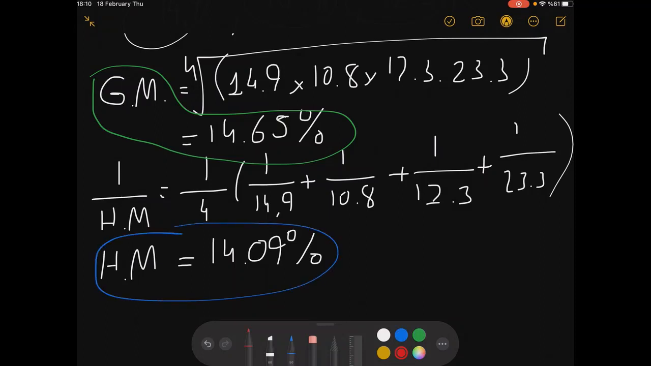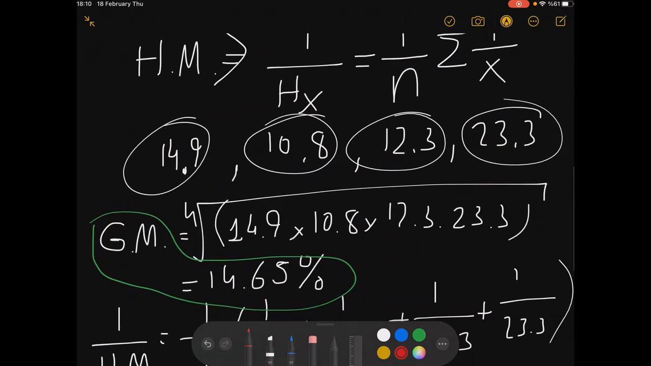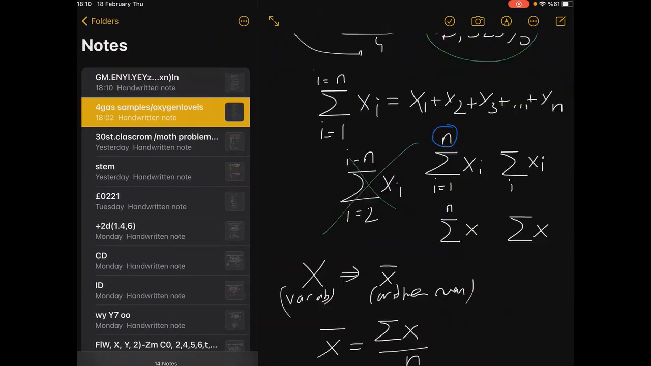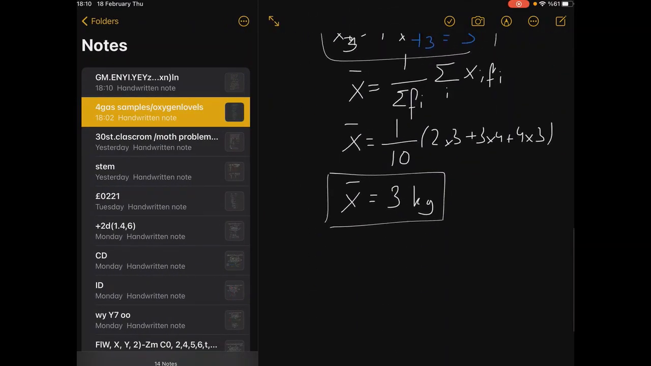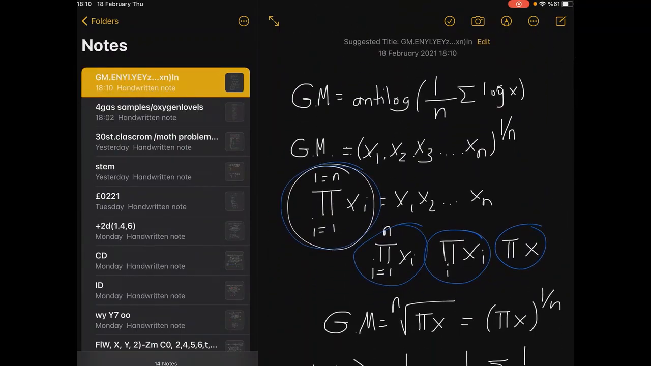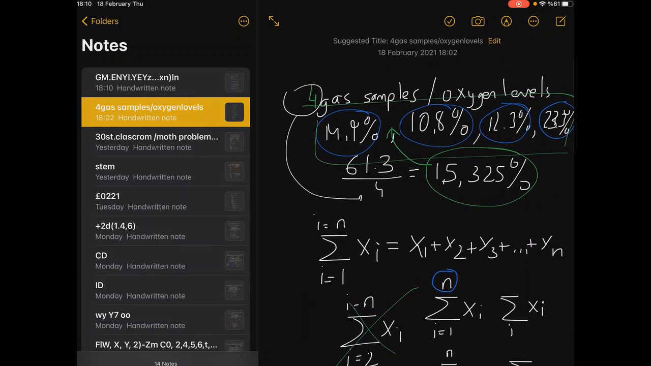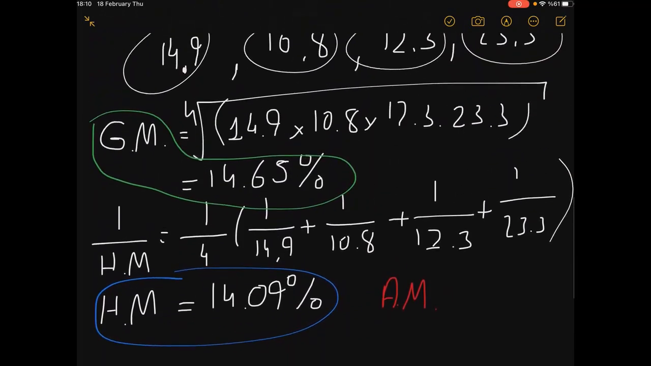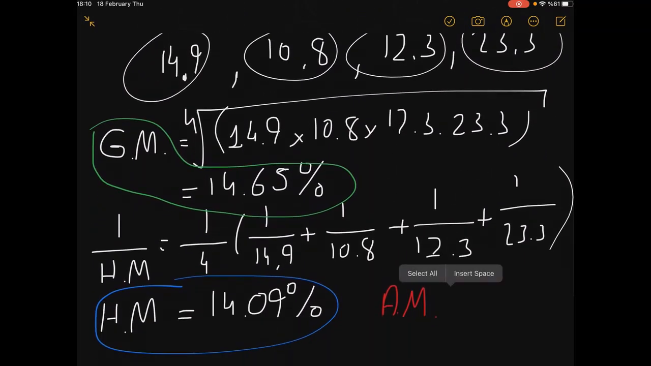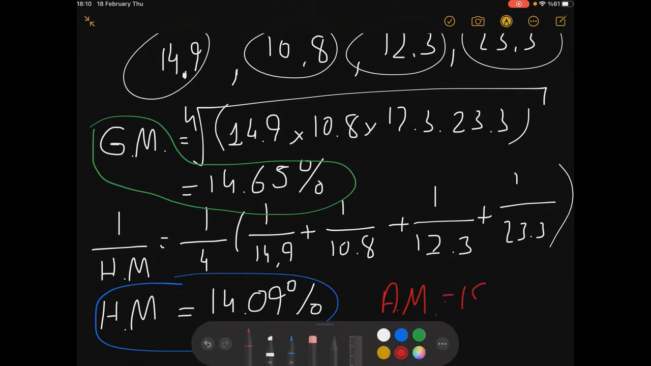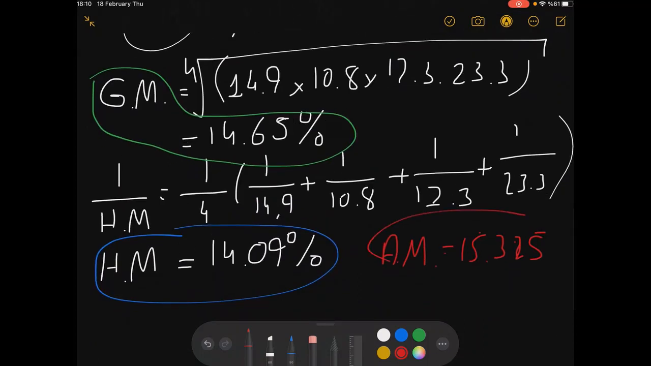And what was your arithmetic mean? You remember? Your arithmetic mean was, what was it? Where is it? This one, 15.325. Okay, arithmetic mean is 15.325. Okay, this was your arithmetic mean.